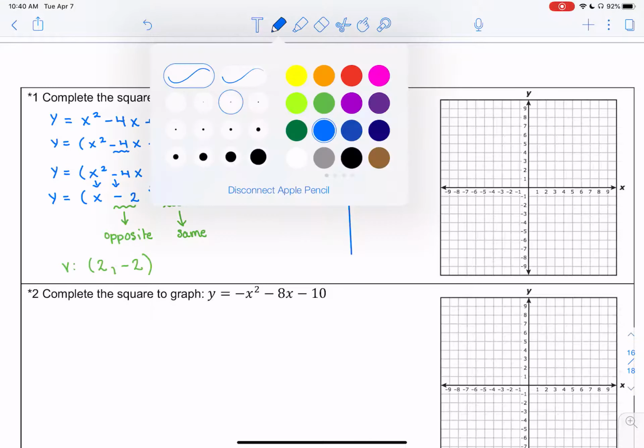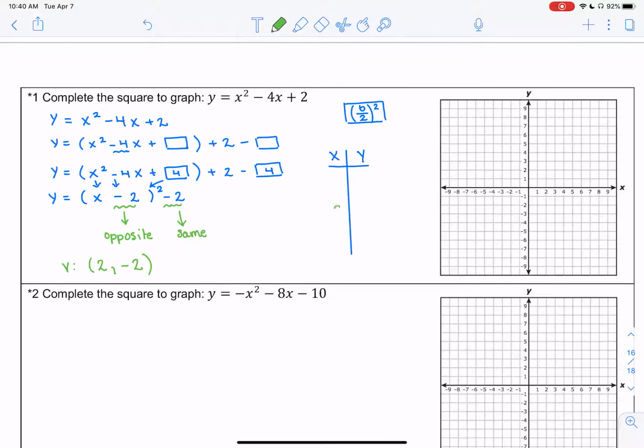I take the vertex value and I plug that into the middle of my xy table. And then I'm just going to go up and down from that x value of 2. If I go smaller, I get 1 and 0. If I go bigger, I get 3 and 4. I'm going to take those numbers and plug them back in. Probably I'll plug them into the original equation.